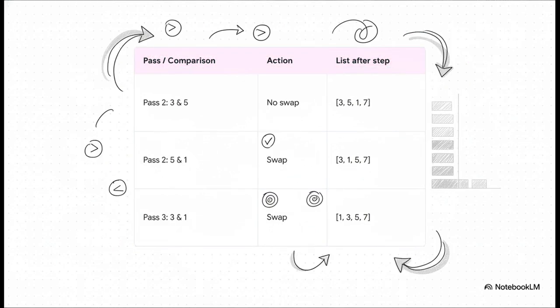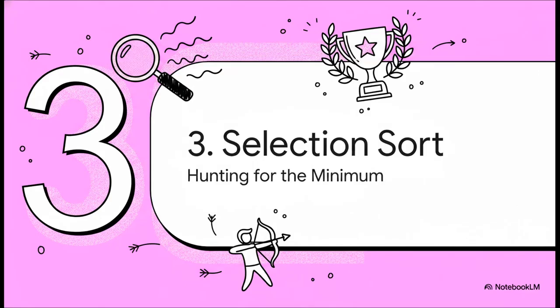Now, here's a massive tip if you are tracing this out for an exam. You have to update the whole list after every single comparison, not just at the end of a full pass. So, moving into pass 2, 3 and 5, they're fine, no swap. But 5 and 1 definitely need a swap. By pass 3, swapping 3 and 1 finishes the entire job. And since the right side is already getting sorted from our previous passes, we actually need fewer and fewer comparisons as we go.